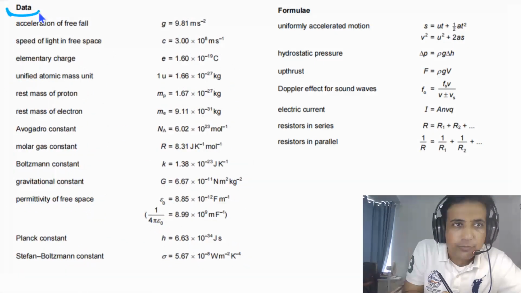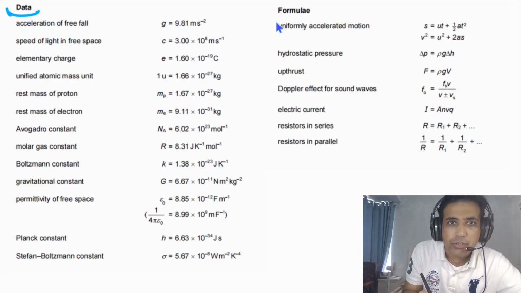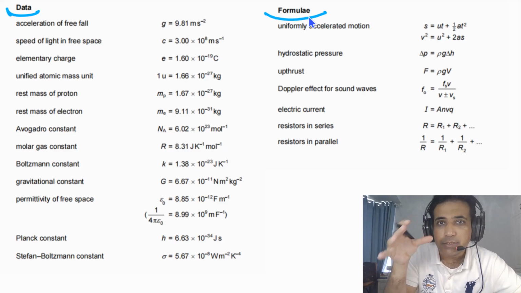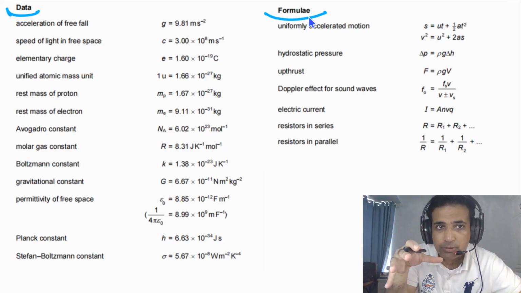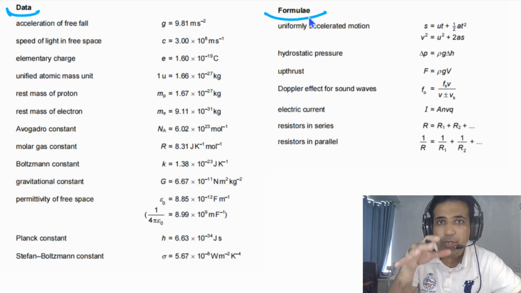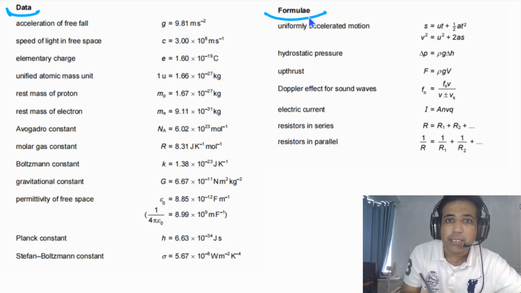On the second page of the exam paper, you can find some important data and also some important formulae. So in the exam, if you need the value of any constants, you can come to the second page of the exam paper and find them. Some basic formulae are also given to you. If you have forgotten any formulae, you can come to this page and double check.